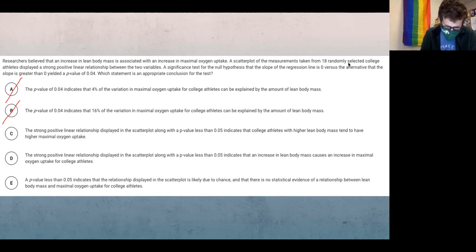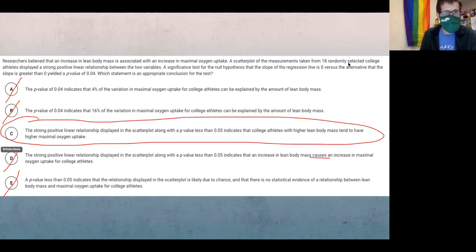This last one indicates that the scatter plot is likely due to chance. Actually, it means the opposite. If a p-value is less than 0.05, which it is, then it's not due to chance. There's probably something else going on. So the difference between C and D is that in C, it's saying that there's an association between lean body mass and higher maximal oxygen uptake. With D, they're saying that there is a cause and effect relationship. So we're not talking about cause and effect here. We're talking about an association. So the answer is C. Okay, so if you didn't catch the nuance there, then maybe you can see it now.